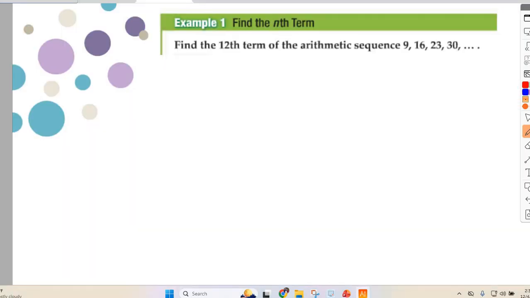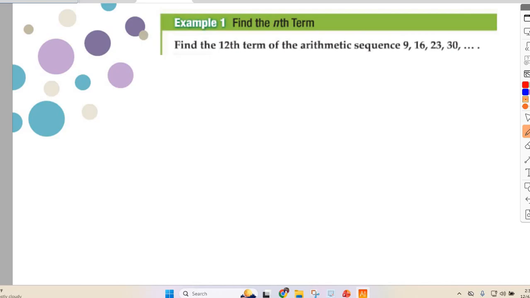Alright, so this one tells us that we have an arithmetic sequence. There are two different ways that we can see a sequence. One of them is the a sub n stuff, and the other, we said that a sequence is just a list of numbers, so they can also just give it to us as a list. And this one asks us to find the 12th term.